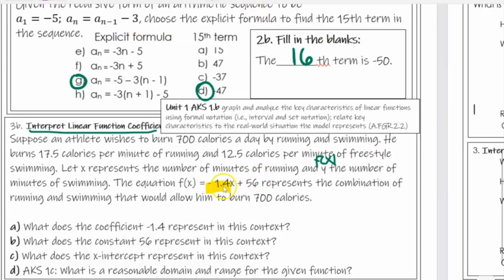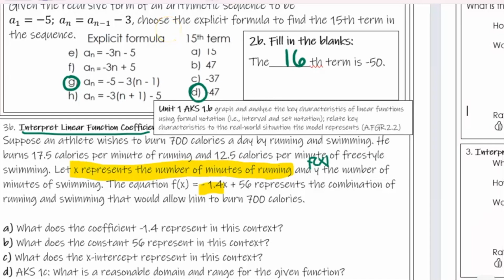So once you know that there's a negative relationship between running and swimming. So X is the number of minutes running. So I'm actually going to highlight that so that I just keep track of that. So X is running and Y is swimming. Okay, so for every additional Y, X is going to decrease by negative 1.4 in order for this person to be burning 700 calories. So for every minute spent swimming, the X, which is running, is going to decrease by negative 1.4. Okay, so we're just going to write that down.